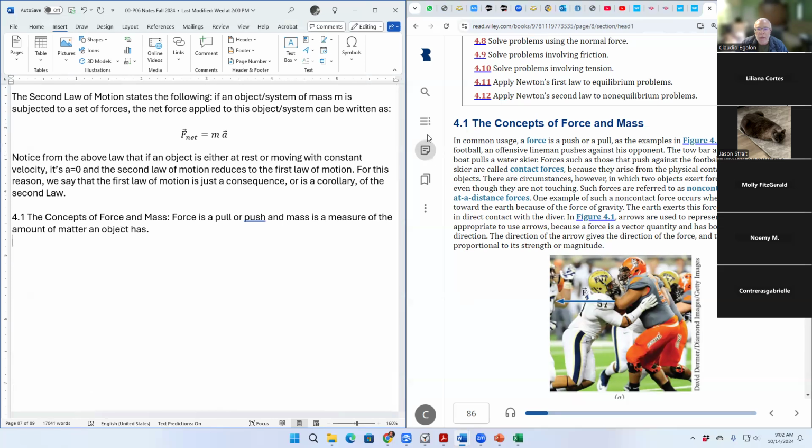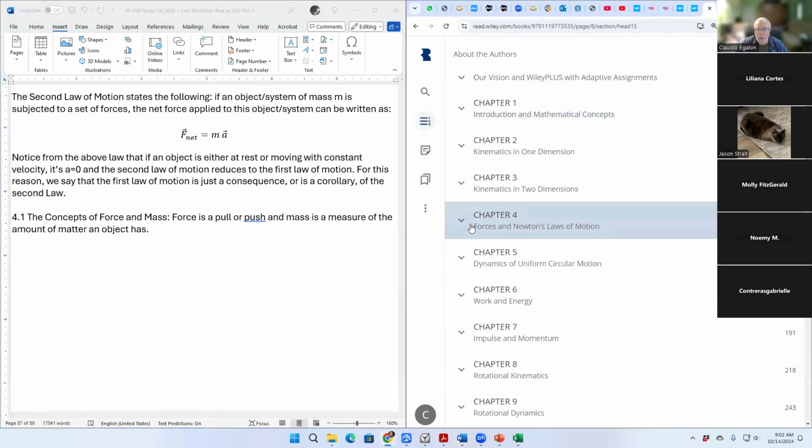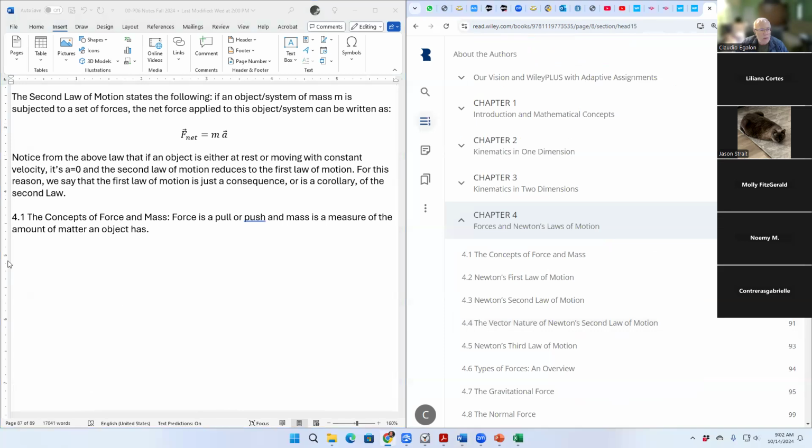And then going back to the, here you go, 4.2. We covered 4.2, right? Newton's first law of motion. We covered that.